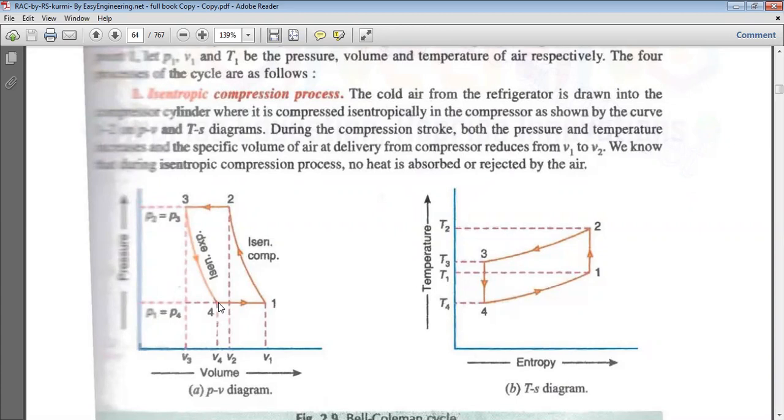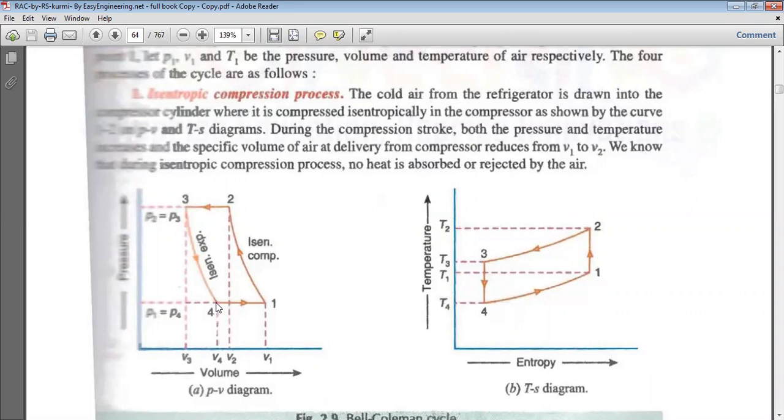Therefore, the lowest temperature of the cycle is produced after expansion. T4 is the lowest temperature. Therefore, we are getting cool air at condition 4. During the adiabatic process, heat transfer is 0. Therefore, Q34 is 0. And what is 4-1?